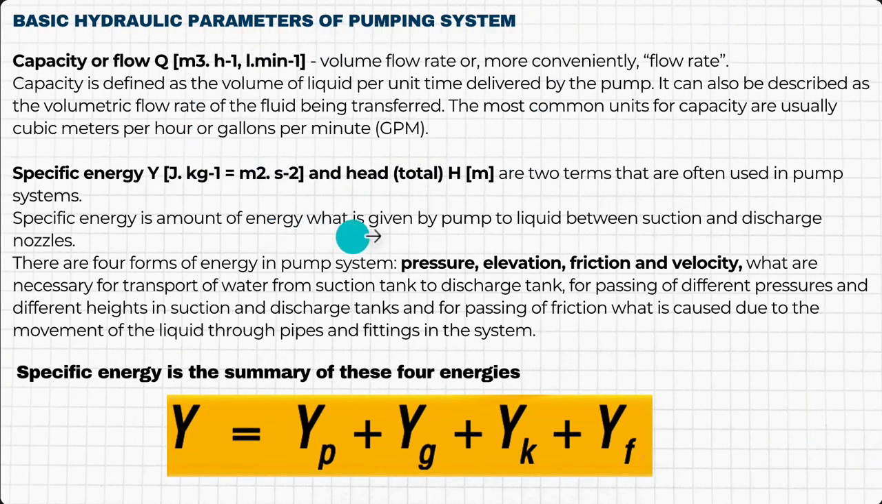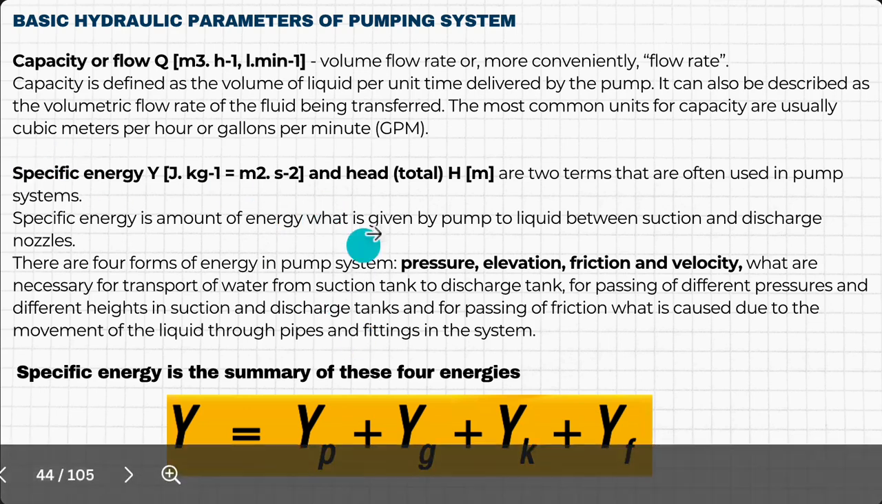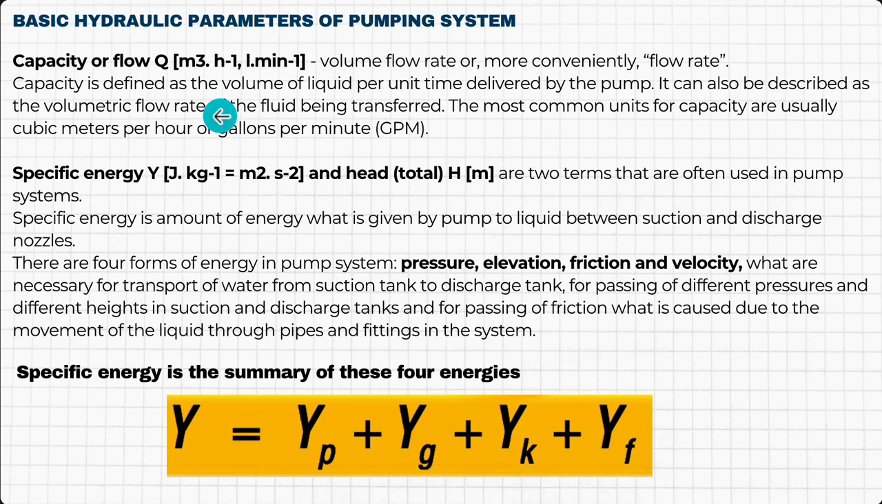Now we are going to be speaking about the basic hydraulic parameters of the pumping system. We have the capacity or the flow, the specific energy, and the head. Those are the three main important parameters. Capacity or the flow is a volume flow rate, or more conveniently, flow rate. Capacity is defined as the volume of the liquid per unit time delivered by the pump. It can also be described as the volumetric flow rate of the fluid being transferred. The most common units for capacity are usually cubic meters per hour or gallons per minute.